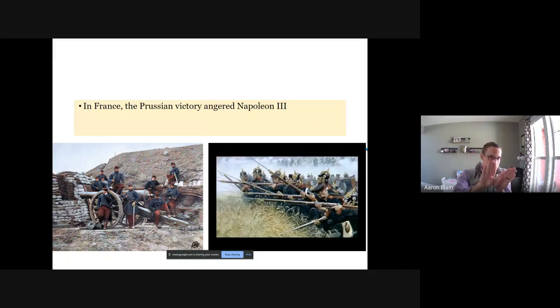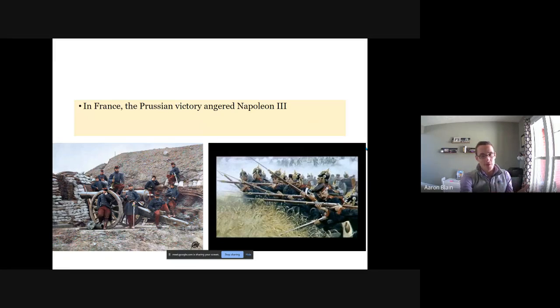Germany and France are right by each other, and they oftentimes fight over this very lucrative area known as the Alsace-Lorraine, where there's a bunch of resources. So France is looking at Germany, which is on the rise, and they don't like it. All right, they don't like it, and there's going to be a conflict between the Frenchies and the Germans.